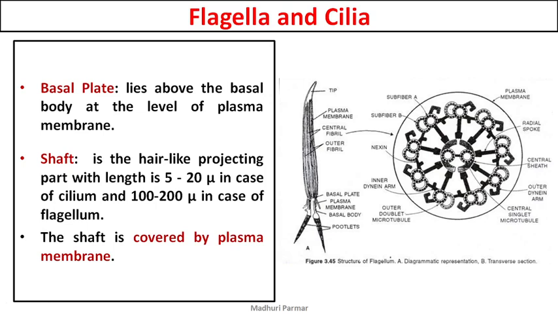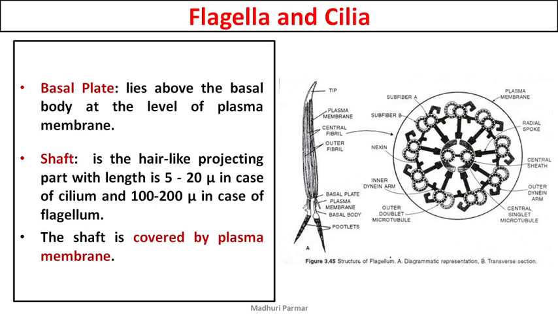If you remember the prokaryotic flagella, you would recall that it had a basal body-like structure, then a hook, and then a filament. That filament was a single protein fiber, and the protein is called flagellin. It was not covered by the cell membrane. However, in the case of eukaryotic flagella and cilia, they are covered with plasma membrane.